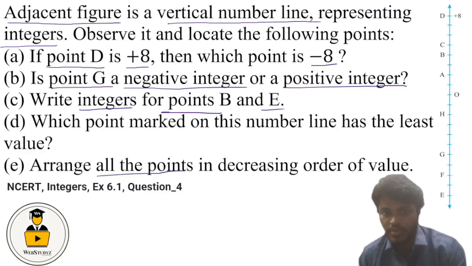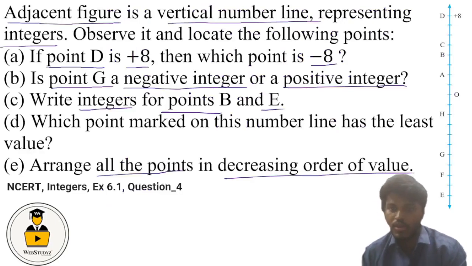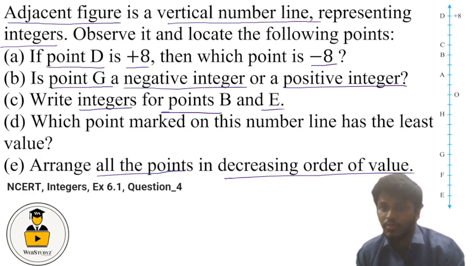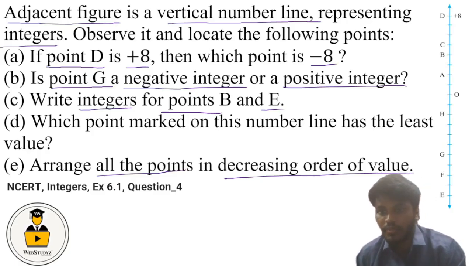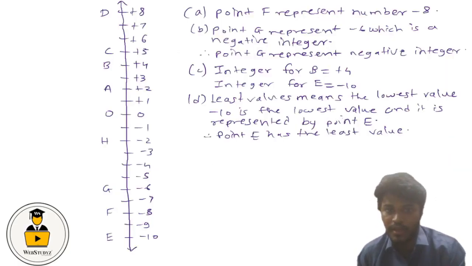Now let us consider the next question. Arrange all the points in the decreasing order of the value. So we have to arrange all these points in the decreasing order. Decreasing order means that it should be arranged in such a way that the higher number comes first, and it goes from higher to lower. If we look at the number line, we can see that point D represents the highest integer, and point E represents the lowest integer.